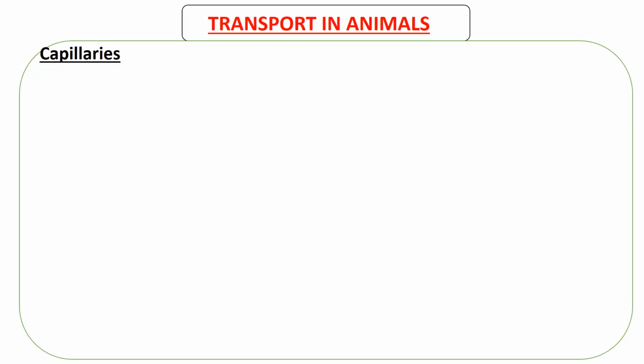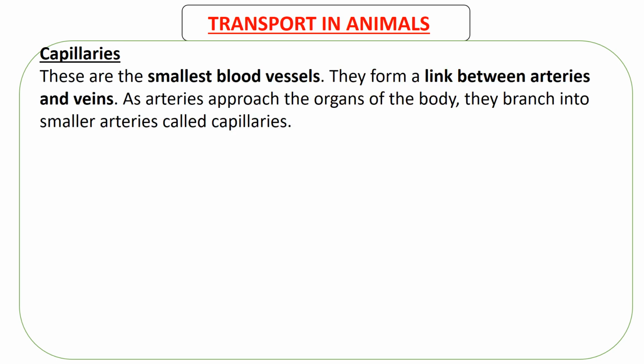Finally, we look at capillaries. So these are the smallest blood vessels. They form a link between arteries and veins. As arteries approach the organs of the body, they branch into small vessels called capillaries. So capillaries are just smaller arteries. Blood has to be taken to the rest of the body through the arteries. Then blood has to be taken from the rest of the body to the heart through the veins. So the link between the two is the capillaries.